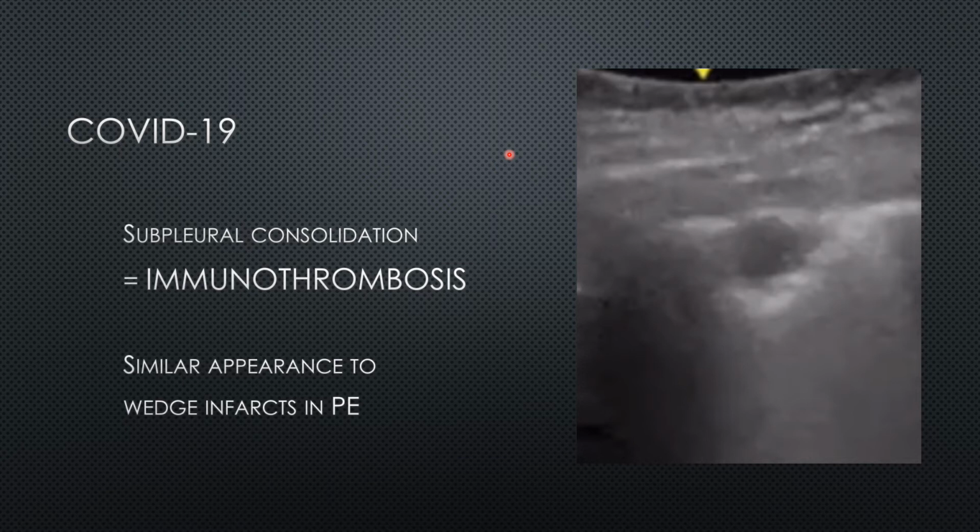So how can you tell apart a subpleural consolidation in COVID from a wedge infarct in a PE? Well, you can't really, but the other associated signs may give you an idea. So if the patient has confluent B lines and pleural line irregularity and a sort of patchy bilateral distribution, this would be classic of COVID pneumonitis. And if they also had a fever and no signs of a DVT, you may be happy to put them down to COVID-19. However, we know that COVID causes a prothrombotic state, and so they could have a PE as well. So I think if in doubt, order a CTPA.